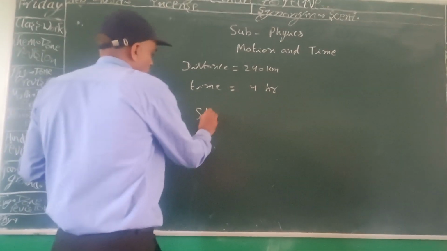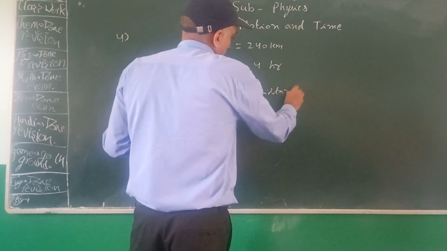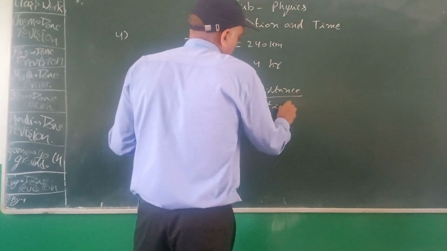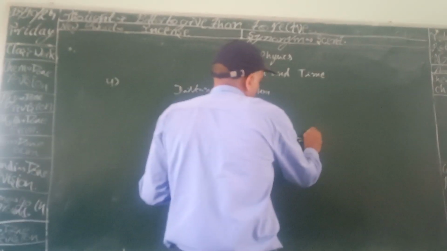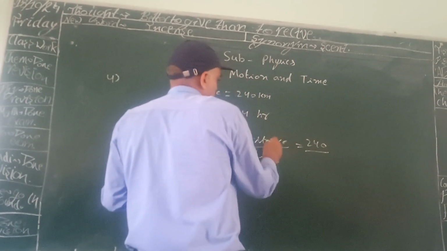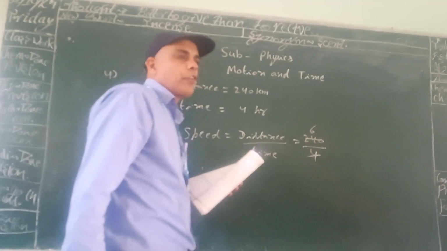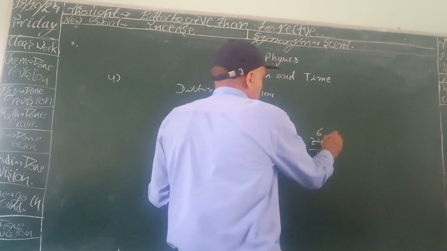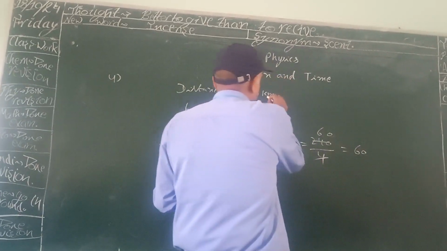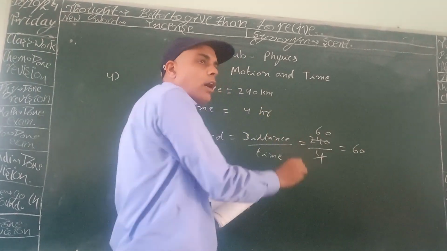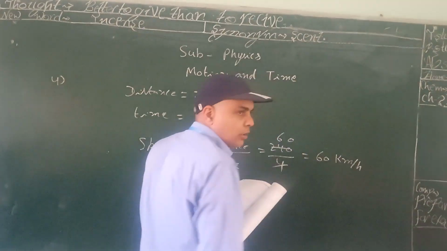You know very well the formula for speed is distance over time. Distance given to you is 240. Time given to you is 4. Cancel out, 4 sixes are 24. Now 0, it comes out 60. We can say kilometer per hour. Understood? Yes, sir.